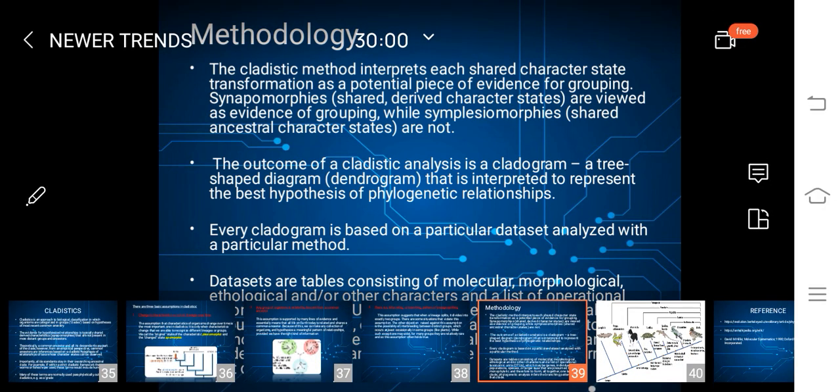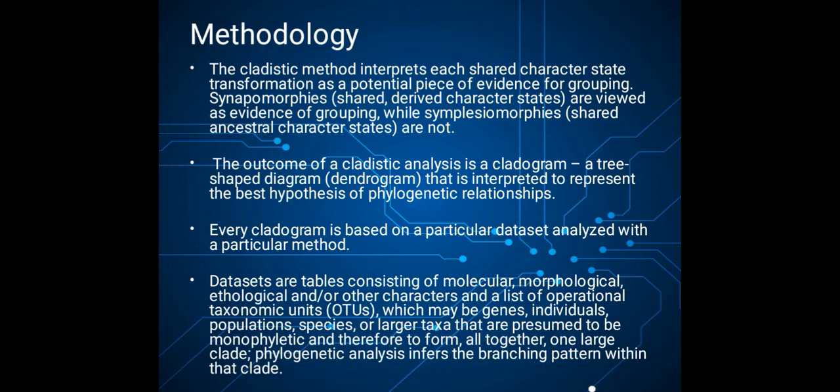Then methodology. The cladistic method interprets each shared character state transformation as a potential piece of evidence for grouping. Synapomorphies, shared derived character states, are viewed as evidence of grouping, while symplesiomorphies, shared ancestral character states, are not. The outcome of cladistic analysis is a cladogram, a tree-shaped diagram or dendrogram, and is interpreted to represent the best hypothesis of phylogenetic relationships. Every cladogram is based on a particular dataset analyzed with a particular method.